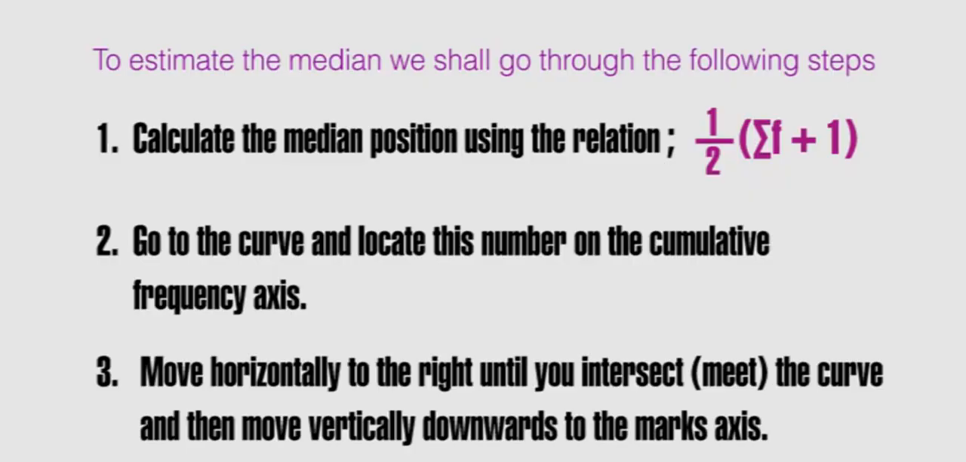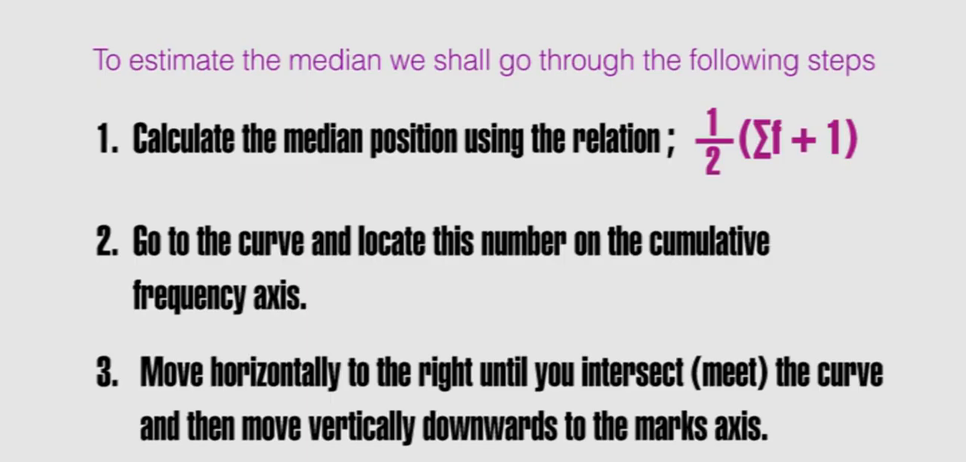To estimate the median from such a graph, first we calculate the median position using the relation half into brackets, sum of total frequency plus 1. What I mean is this: you add 1 to the total frequency and divide the result by 2. Remember, this is not the median mark, but rather the median position on the graph.